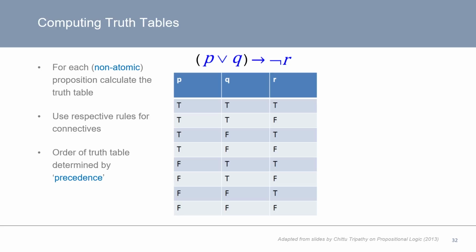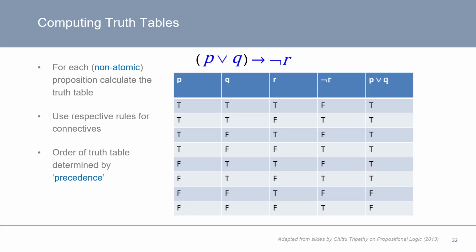Next, we add each non-atomic proposition to the truth table. For this, we'll use our respective rules for connectives, and the order in which they'll appear in the truth table will be determined by the rules of precedence. So in this case, not R has the highest precedence, and so we add it first to the truth table. Note that the truth values for not R are simply the inverse of those for R. The next highest precedence goes to P or Q. Again, we follow the rules for a disjunction connective, where the truth table values are false only when P and Q are both false. Lastly, we combine these two expressions together using the implication.